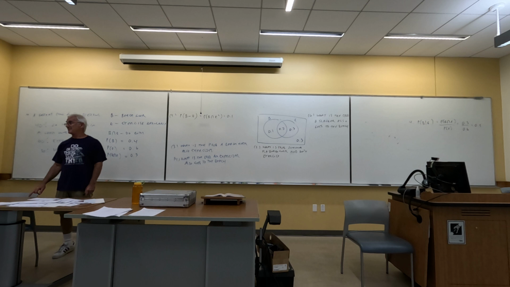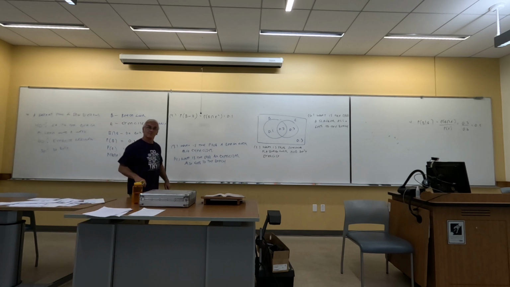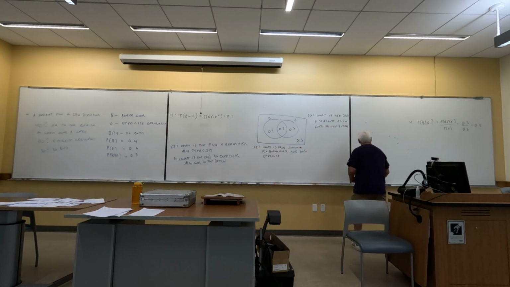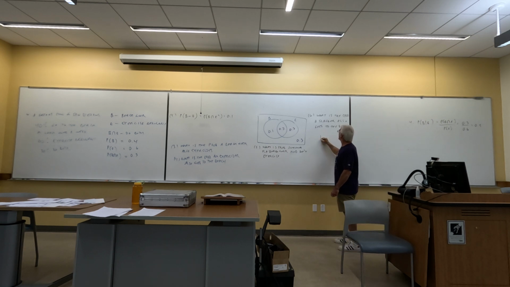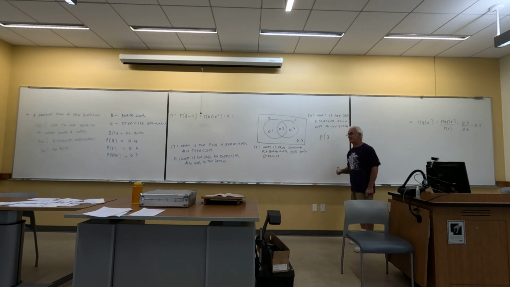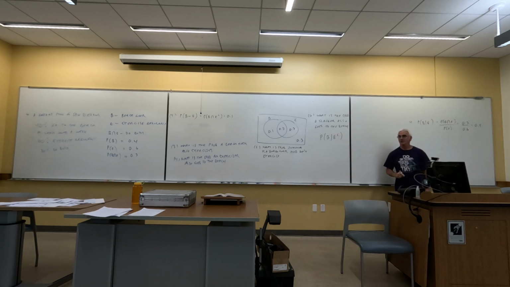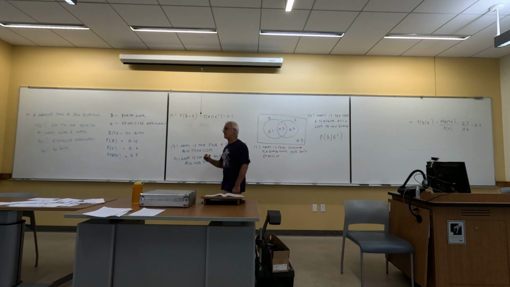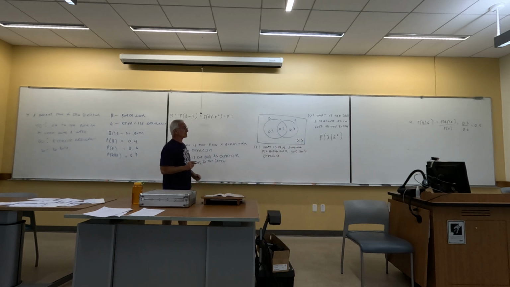What's my sample space now? Slackers, non-exercisers. That's my sample space, period. You with me on that? My sample space is non-exercisers. So how do I write this one? The probability somebody's a beachgoer given they're not an exerciser. Because again, I made it clear that my sample space is the non-exercisers.